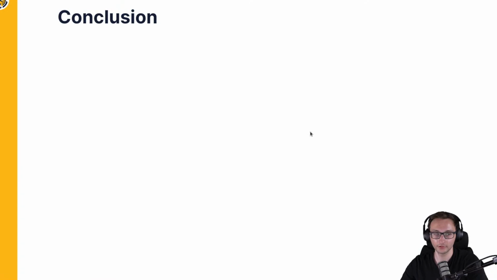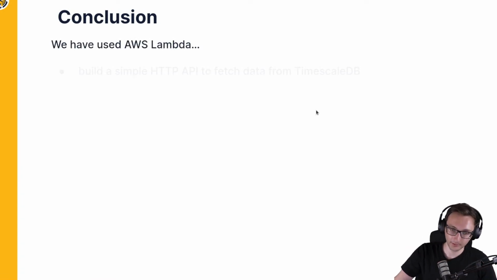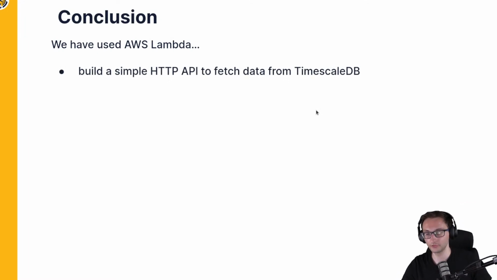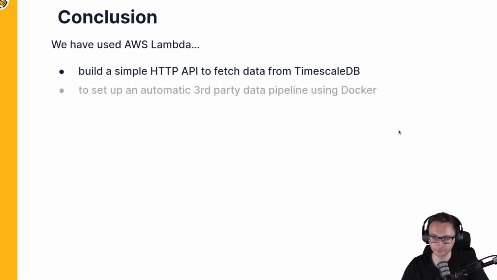Now let's conclude this stream. So what we did basically, we have used Lambda to build a simple HTTP API to fetch data from TimescaleDB, and we used this API to fetch a continuous aggregate, which is a useful feature of TimescaleDB. And then just now we set up an automatic third-party data pipeline using Docker.